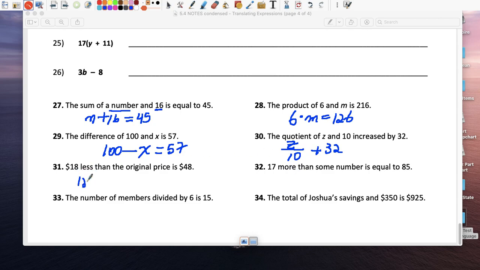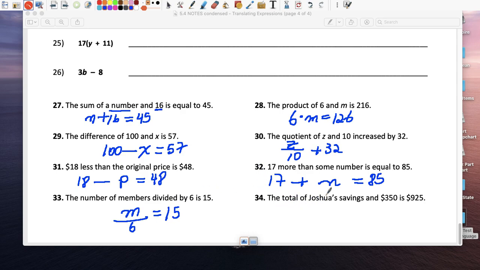18 less than the original price. What's the original price? We don't know the original price, so let's call it P. Is equals 48. 17 more than some number, I don't know, call it N, is equal to 85. The number of members divided by 6 is 15. The number of members, how many members? We don't know. So the number of members, M, divided by 6 equals 15.